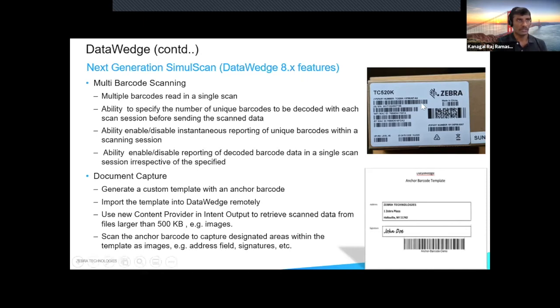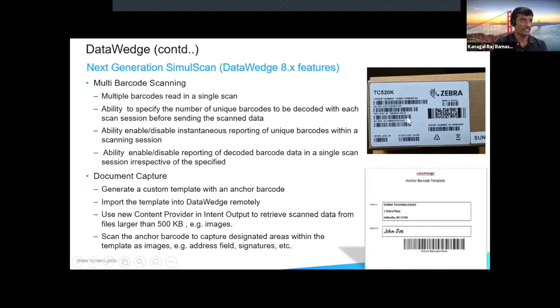So if you have a barcode like this picture, you want to scan all the barcodes in a single scan session. You can tell it to scan a certain number of barcodes. You can say, scan all the 5 barcodes or 10 barcodes and send them to me at once. Or scan all the barcodes and send each one to me as soon as it is scanned. That's instant reporting. Or you can say, scan all the data in the same session, and whatever data is scanned, just send it to me without waiting for the other barcodes.